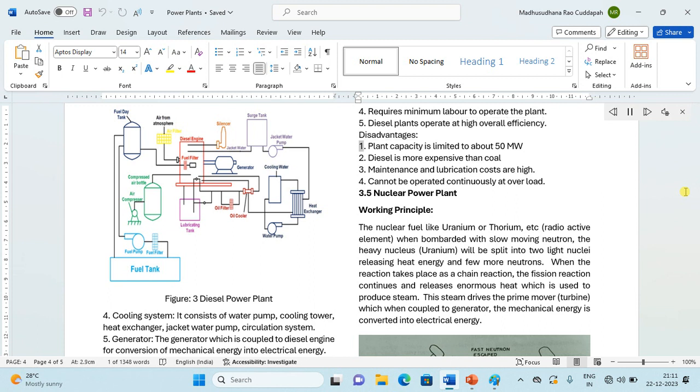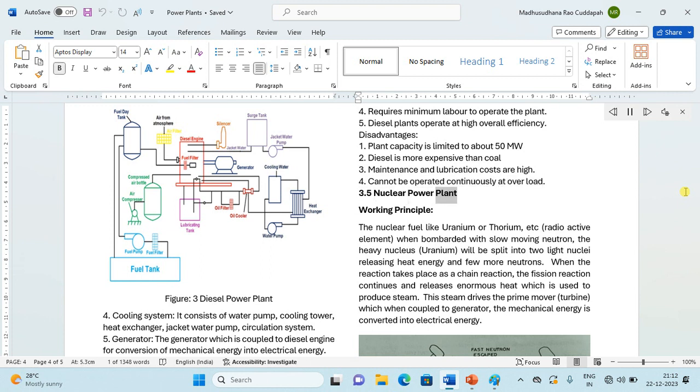Disadvantages. 1. Plant capacity is limited to about 50 megawatt. 2. Diesel is more expensive than coal. 3. Maintenance and lubrication costs are high. 4. Cannot be operated continuously at overload.